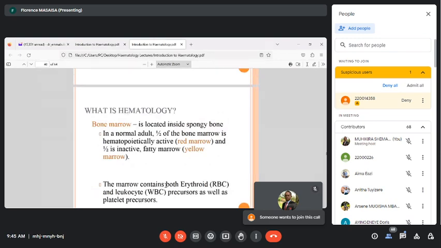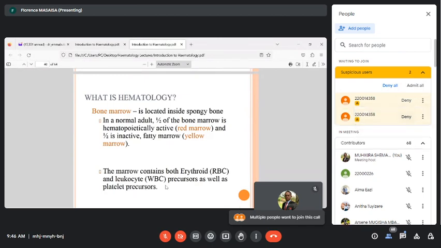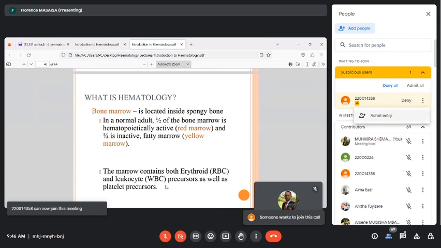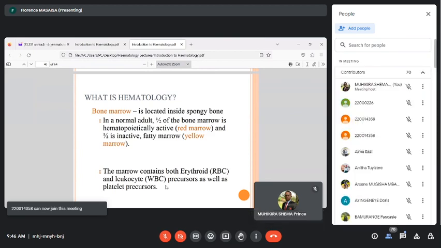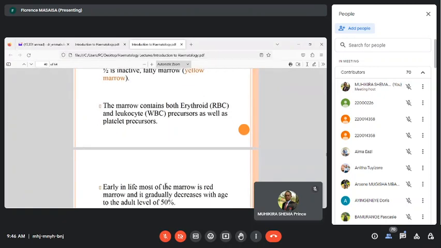Now let's come back to the bone marrow, which is the primary main organ involved in hematopoiesis. Bone marrow is a spongy bone, which in adult age is divided in two, meaning that we have half producing and half non-producing. The one producing, which is active, is called red marrow. The other one, which is at rest, not producing, is called yellow marrow. It contains all of the erythroid precursors, leukocyte precursors, and platelet precursors.